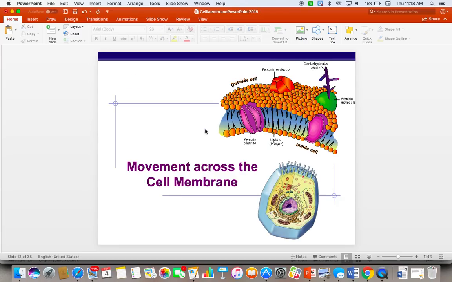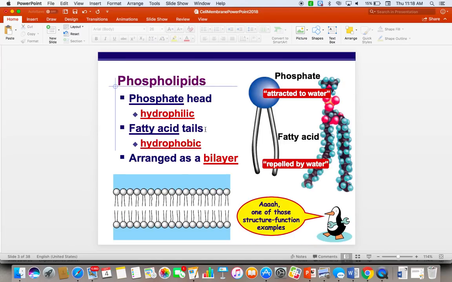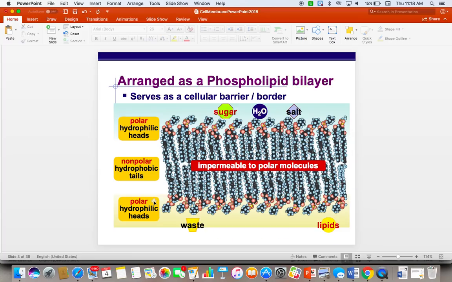Okay, here are our phospholipids once again. The heads are attracted to water, which means they're hydrophilic. The tail down here is hydrophobic and is repelled by water. Since we have water inside of our cell and outside of our cell, our phospholipids line up in this configuration with one row being right side up and the other being upside down. So again, here's our bilayer.